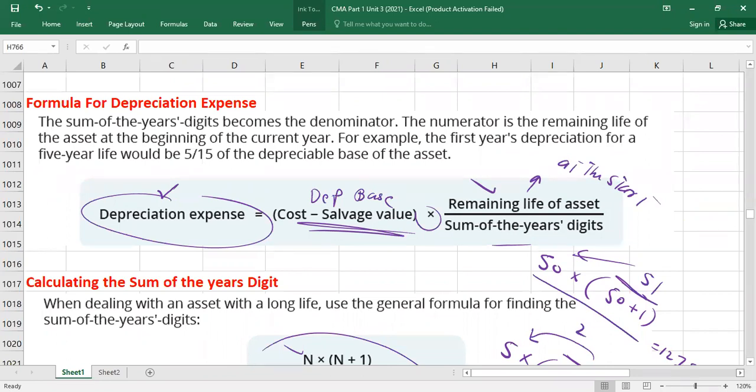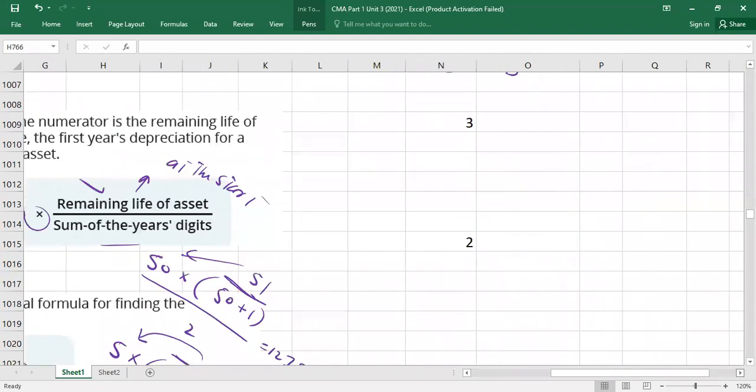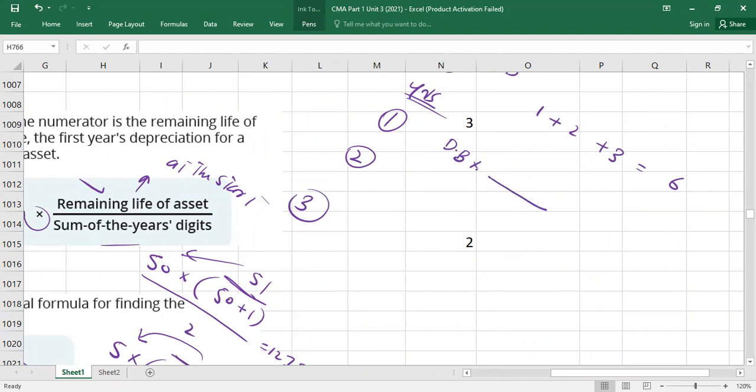For example, let me tell you what I'm saying. For example, asset life is 3 years. So what is the progressive numbering? 1 plus 2 plus 3, so the total will be 6. So what is the formula I have to apply? Let's say I want to calculate depreciation for year 1, 2 and 3. These are the years. What is the formula? I have to take the depreciable base, multiplied by the remaining life of the asset at the start of the year. If you're sitting at the start of the year, how many years are remaining? 3. Right? So I will take 3 divided by the sum of years, which is 6.